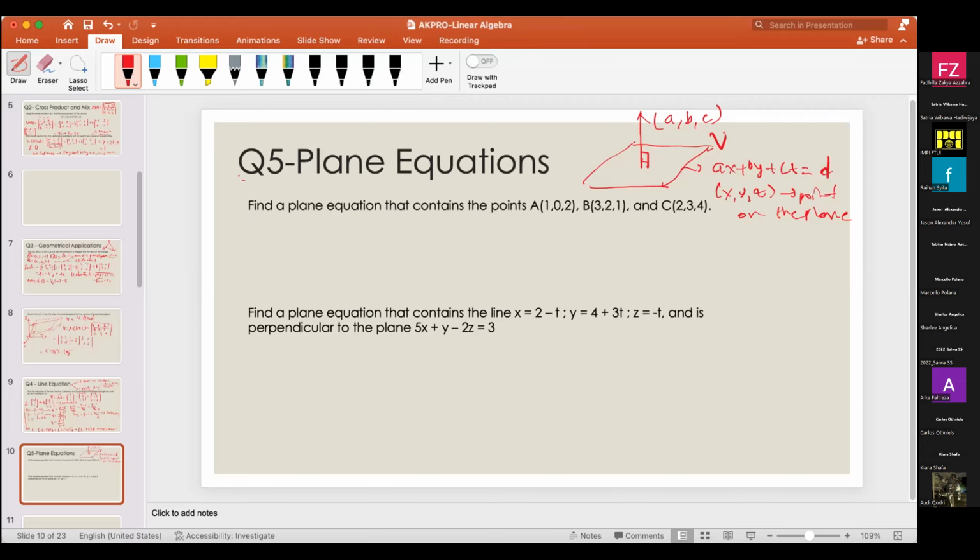So, a vector, not just any vector, but the normal vector, plus a point, or we can also have a line which is perpendicular to the plane plus 1 point, or 3 points.